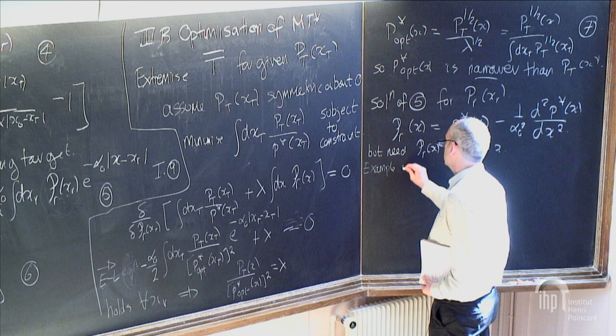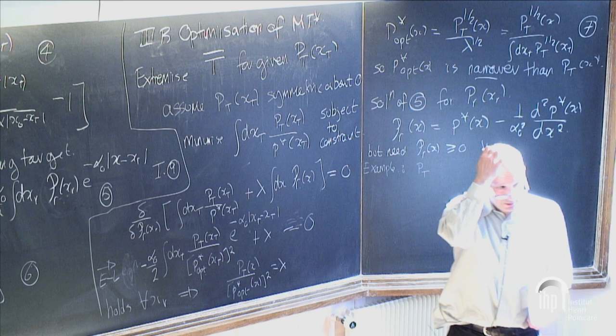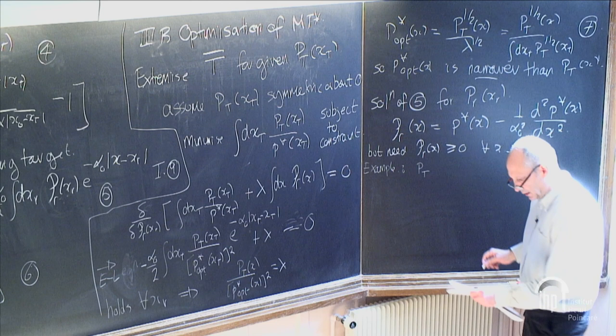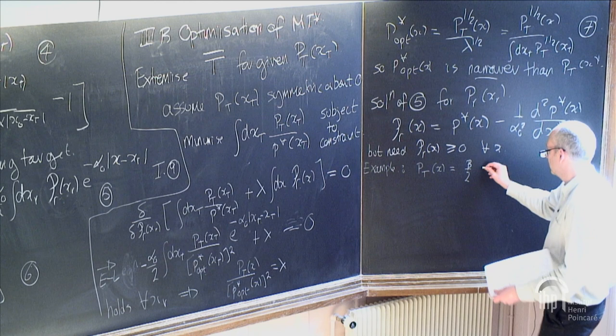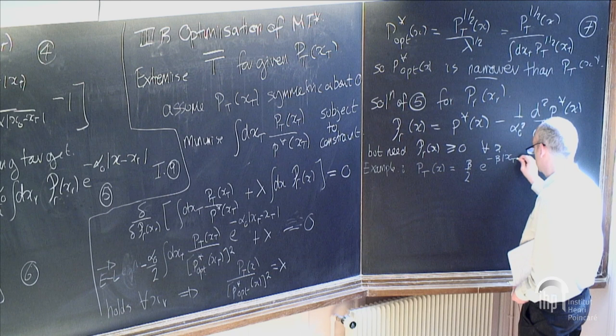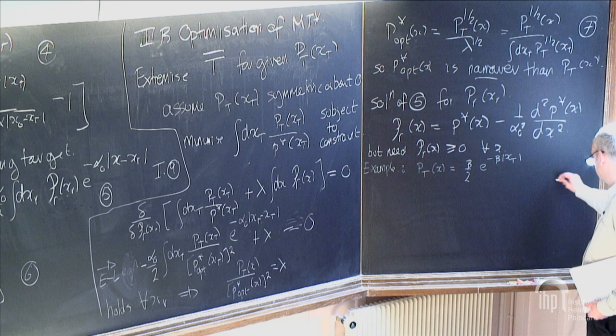Let me take an exponential target distribution. Remember we said the target distribution will be centered on the origin and symmetric. So a simple choice is to make this a double exponential decay. So this simply looks like this.